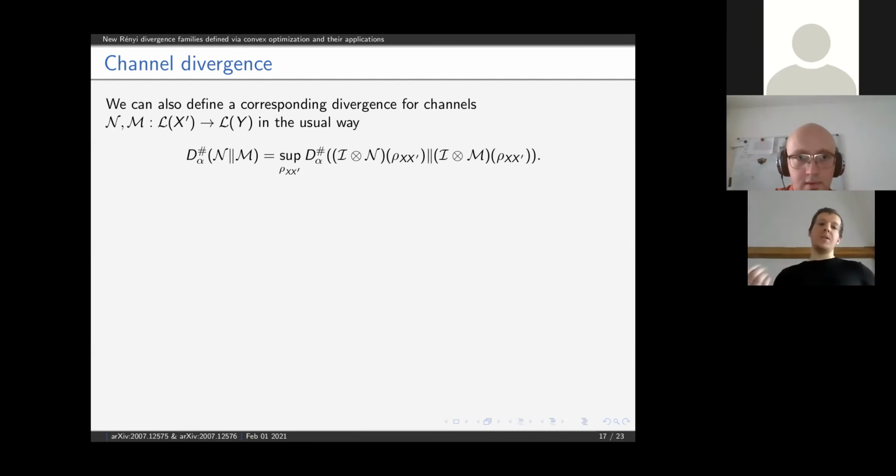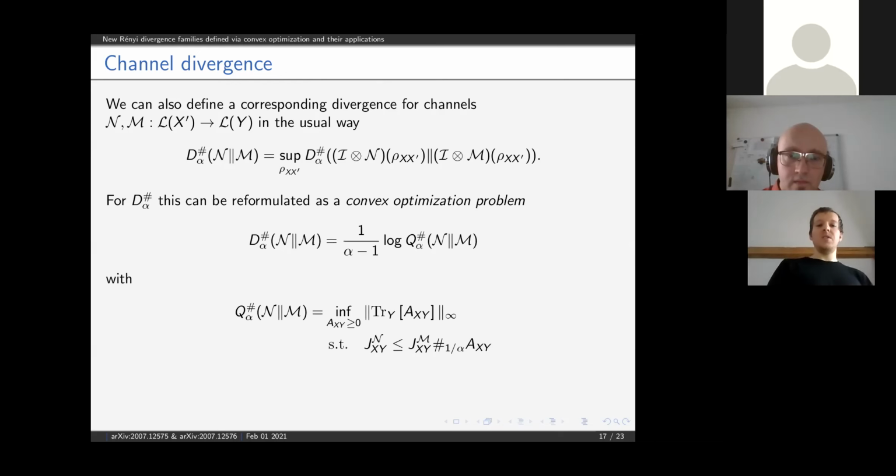And so for our applications, it's going to be useful to define what's known as a channel divergence. So you can define divergences not only for states, but also for channels. And you can do this in the standard way. So you have 2 channels, N and M, and you look at their action on one half of some state. And then you take a supremum over all possible states, which you can think of as trying to maximize the distinguishability between these 2 channels.